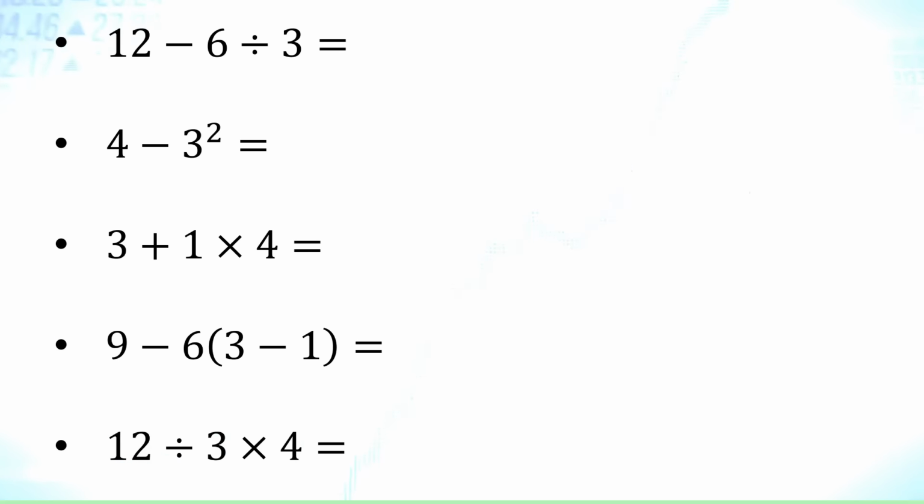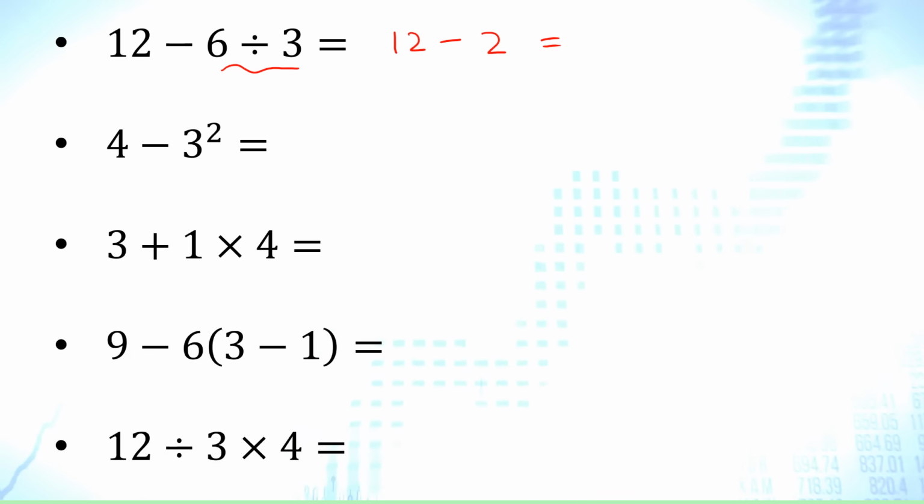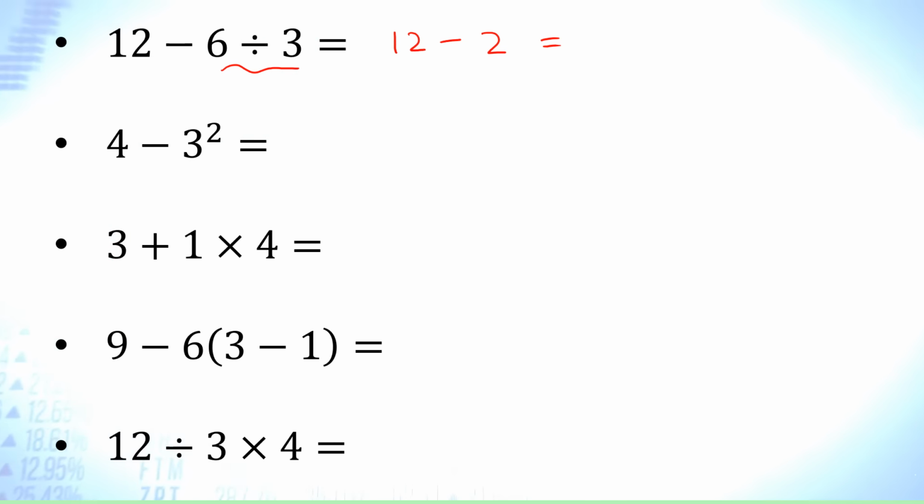So let's look at the first one. In the first one, you can see there's a division first, so we have to do the division first, because division comes first before the subtraction. So if you do the division first, it is 12 minus, if you divide 6 times 6, 6 divided by 3 means 2. Now when you subtract, you're going to get 10.